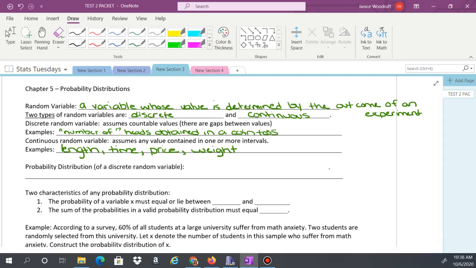Okay, then we're going to look at a probability distribution. So we're going to start with discrete random variables here. So the probability distribution lists all of the possible values of a random variable and their corresponding probabilities. The probability distribution will list all possible values of a random variable and their corresponding probabilities.